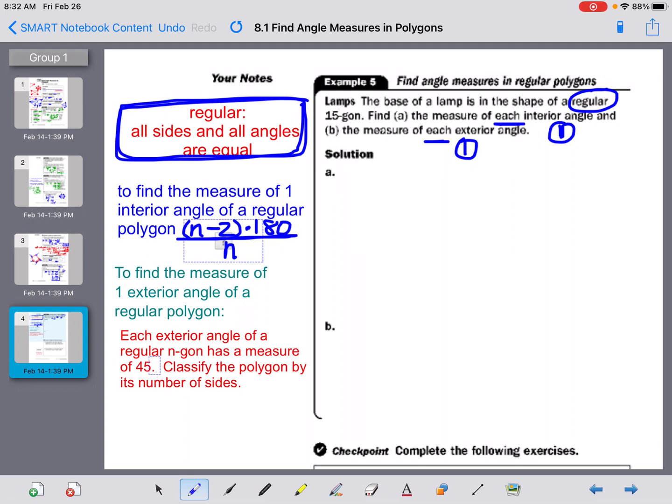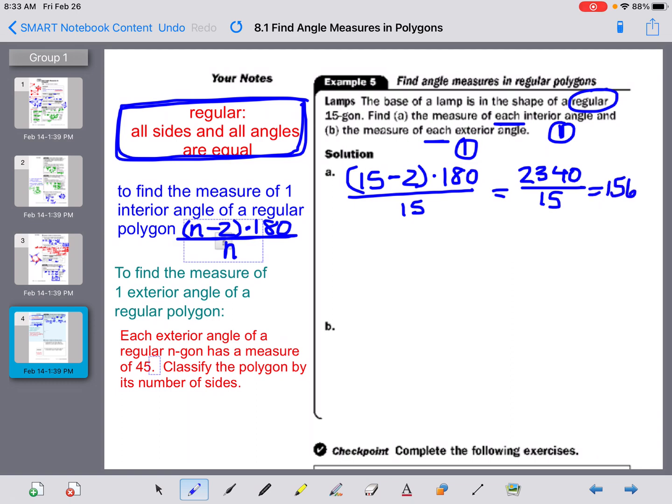So let's try this. I have a 15-gon, so I'm going to do 15 minus 2 times 180. That means that I can get 13 triangles, right? And so I get 13 triangles times 180. That means all of them together equal 2,340, sorry. But I'm going to divide by 15 of those angles, because there's 15 angles inside there. And if I divide that total by 15, all of those inside angles are going to be 156 degrees. So this is for one interior angle. I'm going to get 156 degrees, okay?